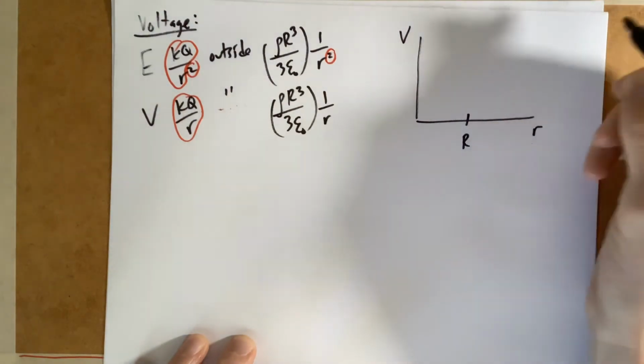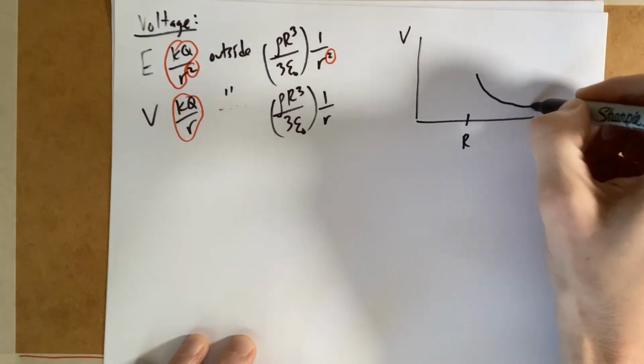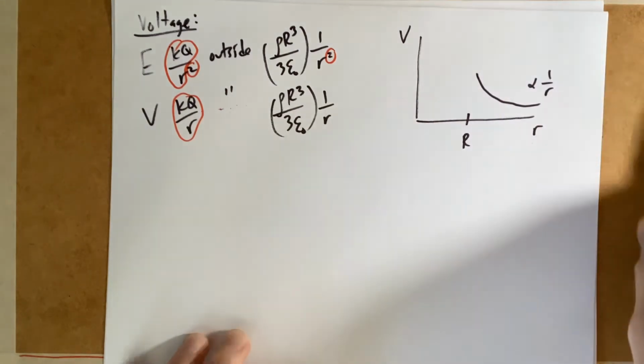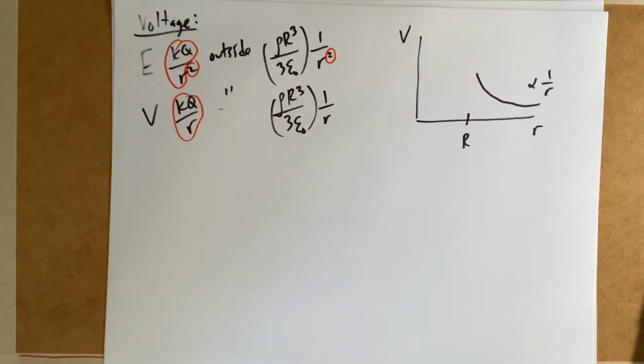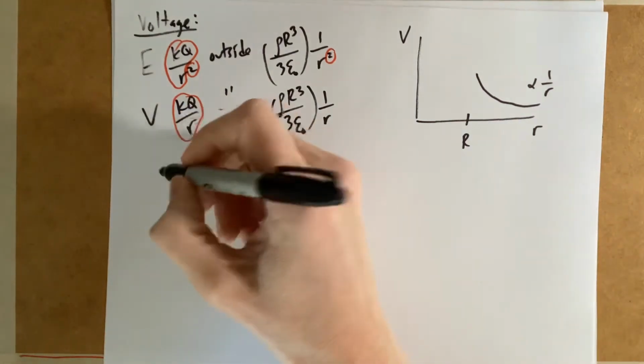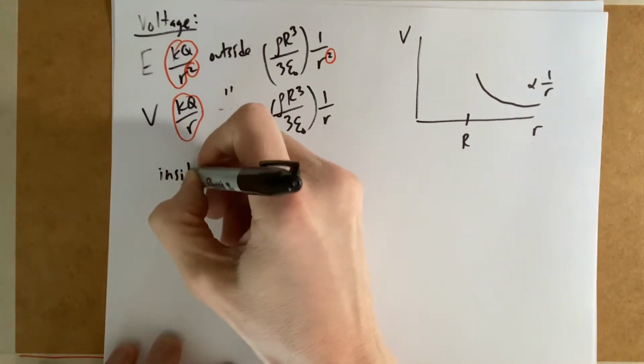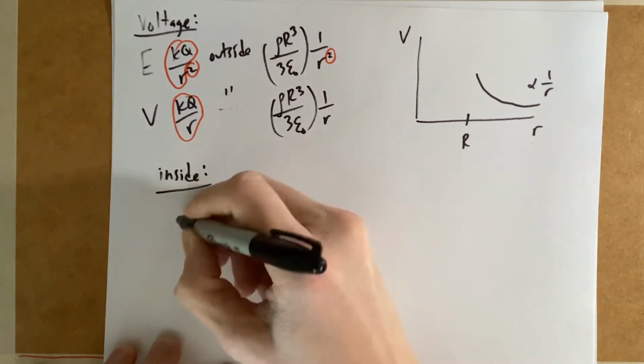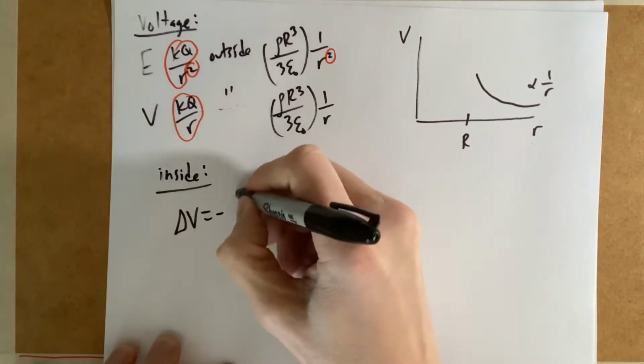So outside, it's going to look just like a point charge. It's going to go off as 1 over r, and I'm pretty much good to go there. So really the only thing I need to do here is figure out what's going on inside. And let me remind you, how do we do this?